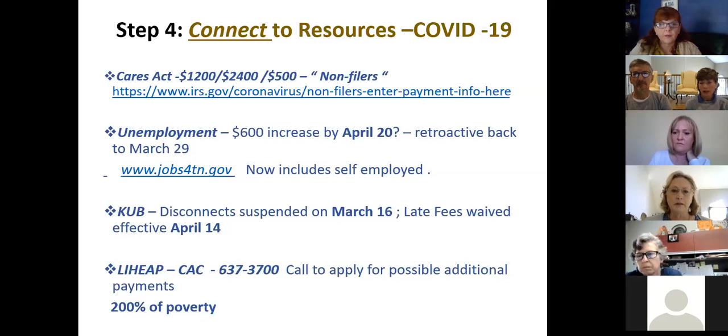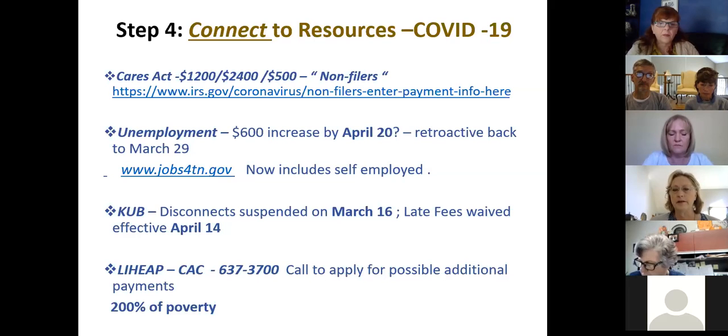But okay, so we're down to LIHEAP. LIHEAP is the Low Income Home Energy Assistance Program. It's a federal program that helps low income people with their utilities every year. It usually gives around $350 once a year. Now, people have already gotten this for this year, but now it's possible to apply for additional payments. Normally, they help people that are at 150% of poverty, and now they're going to help people at 200% of poverty.